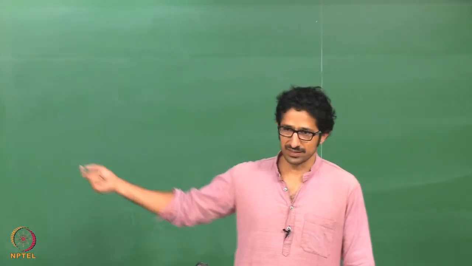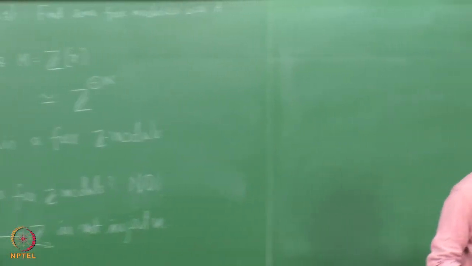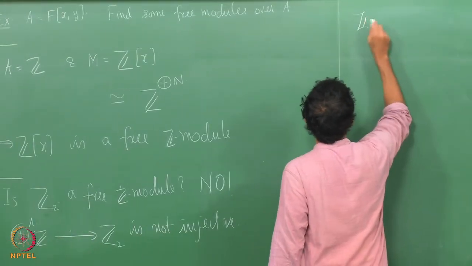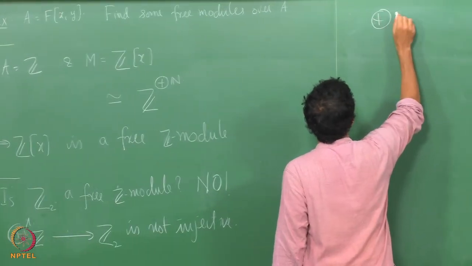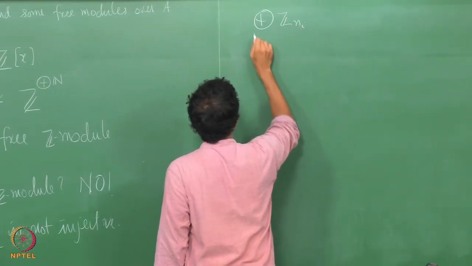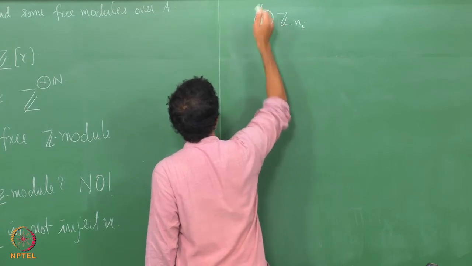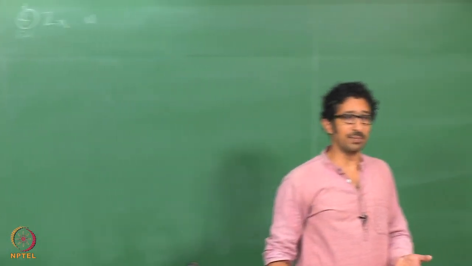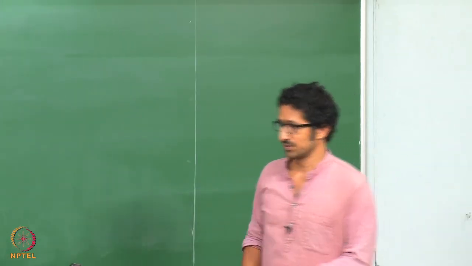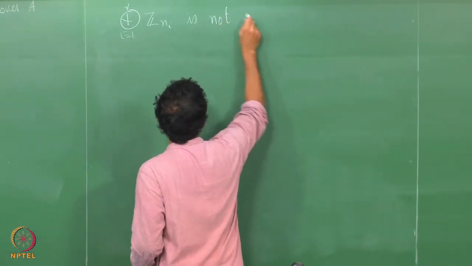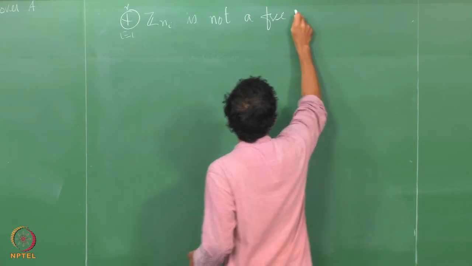So can you make a general statement? Any finite abelian group is not free. If you take the direct sum of Z_ni, i from 1 to r, let's say, any abelian group is a Z module. So they are all Z modules, but this is not a free Z module.